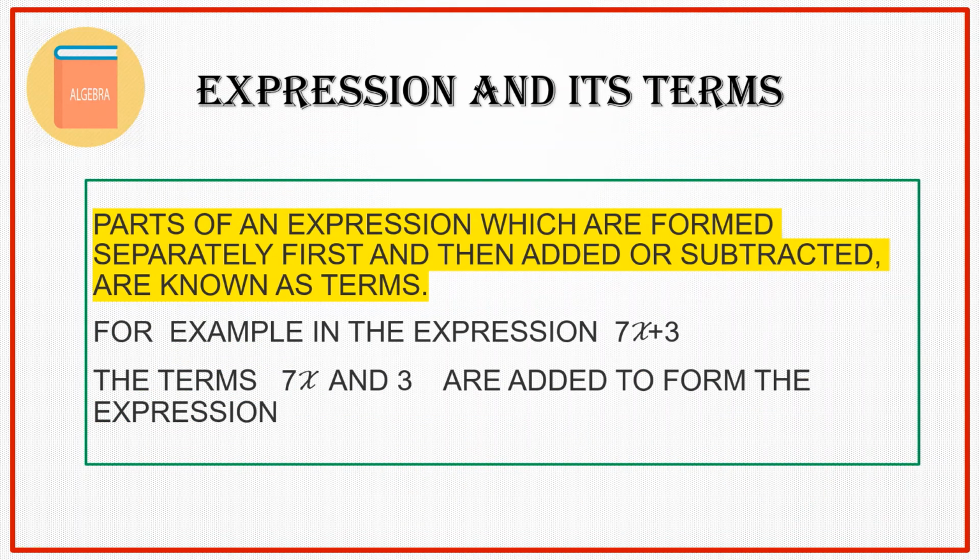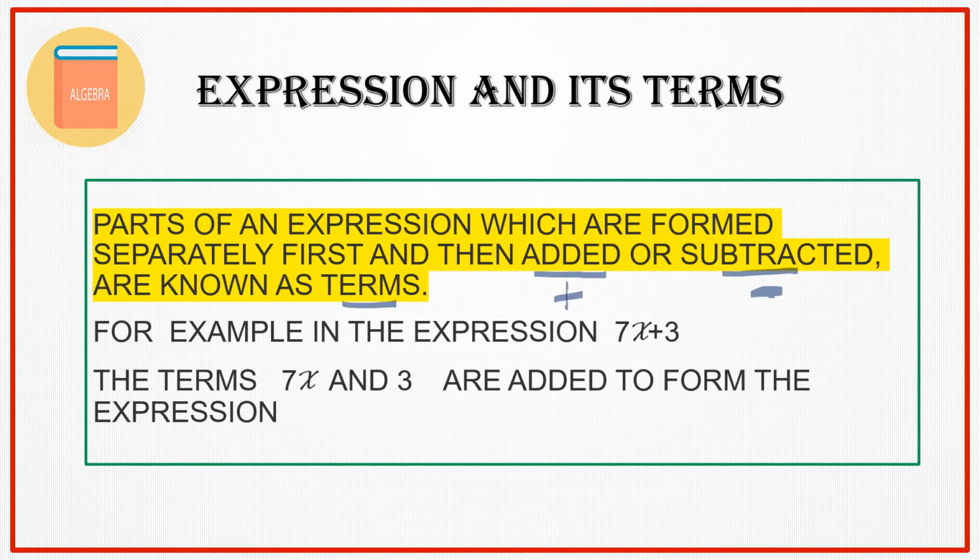Now let us understand what the terms of an expression are. The parts of an expression which are formed separately first and then added or subtracted are known as terms. So in any expression, if you want to count how many terms there are, you will first look at the plus sign or the minus sign, because they are the term separators.